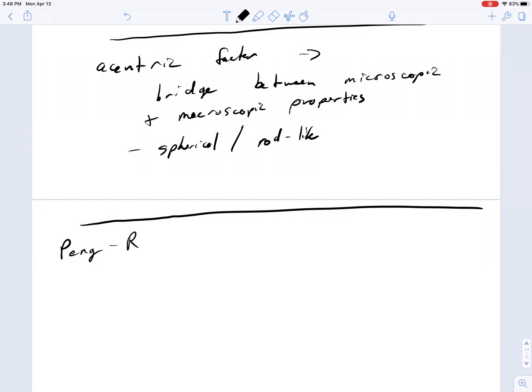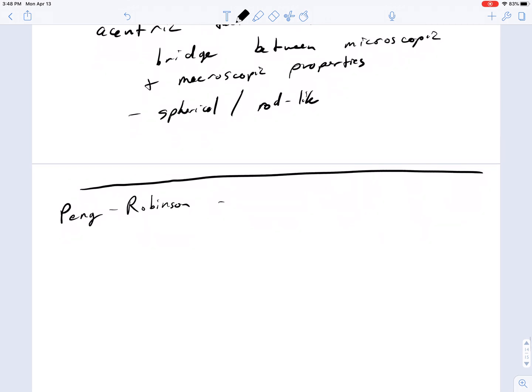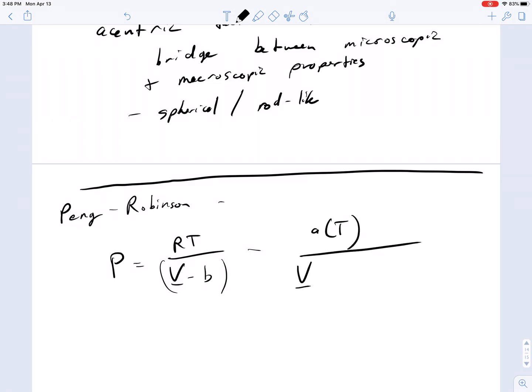It's called the Peng-Robinson equation of state. And it's a cubic equation of state, and the equation for the Peng-Robinson equation of state is RT over V underbar minus B, just like what we've seen before, minus A as a function of temperature, all divided by V underbar times V underbar plus B times V underbar minus B. Now we just have to make substitutions in for A and for B.